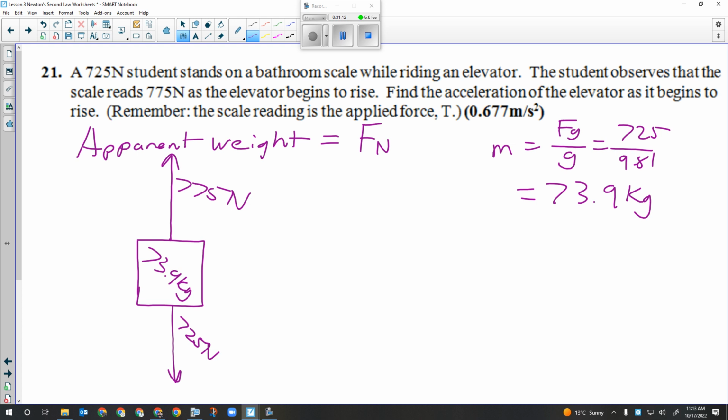Okay, that's the force of gravity. Since the force of the floor is greater than the force of gravity, the elevator is moving upwards. In fact, it's accelerating upwards. All right. So, can I calculate the net force? Yeah. Okay. So my net force is going to be 775 minus 725. A nice easy calculation, 50 newtons.